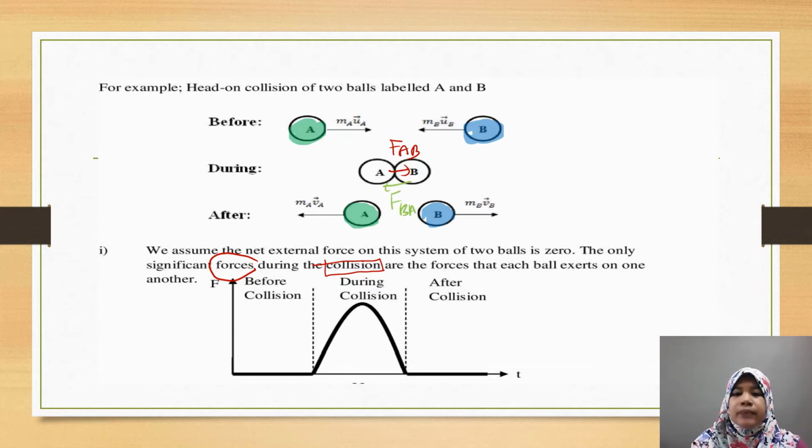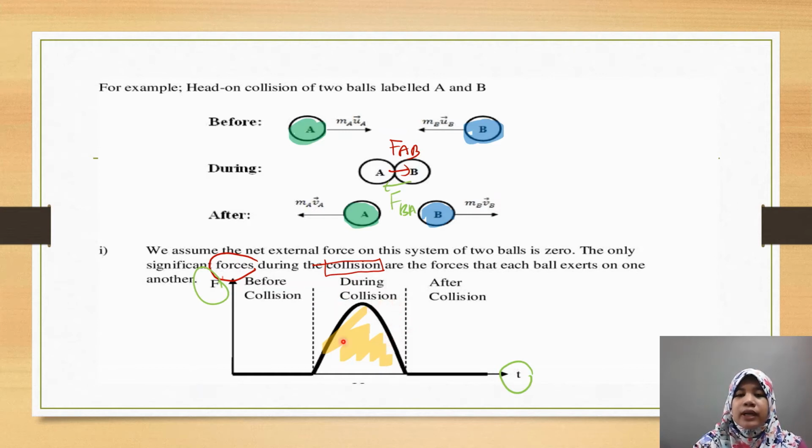Pada masing-masing lah. Okay, so that's why kalau dari segi graf F lawan graf T, kita hanya ada shaded area during the collision saja. Okay, sebab kita ada force during the collision only. We can see before collision, force kosong, so no area under the graph. Okay, after collision, force kosong. So berlaku pada impact saja during the collision only.